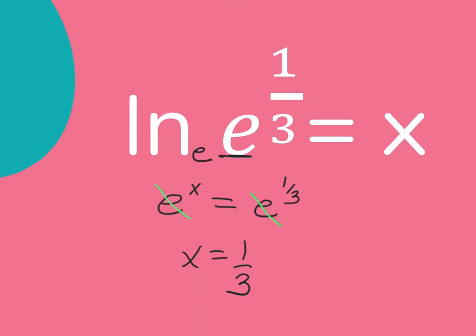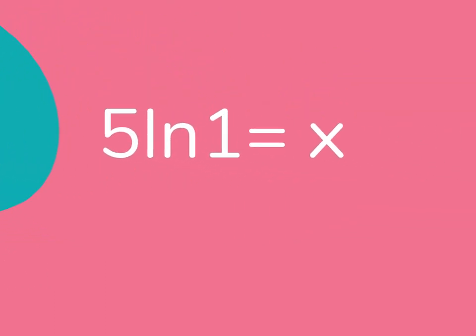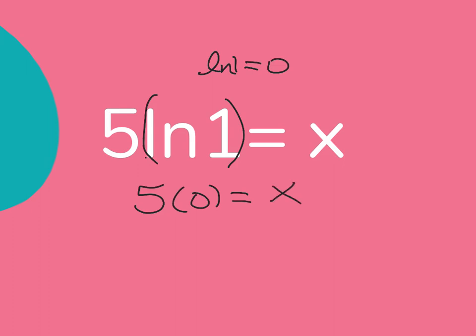Let's try number 33. I'm going to use property number 1 for this one. So here, I know that property, ln 1 equals 0. So I'm going to replace ln 1 with a 0. And 5 times 0 is 0. So x equals 0. So this was property number 1.